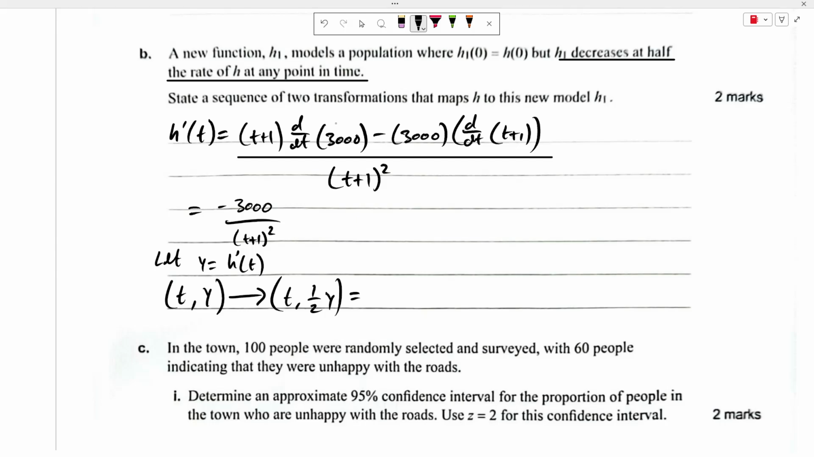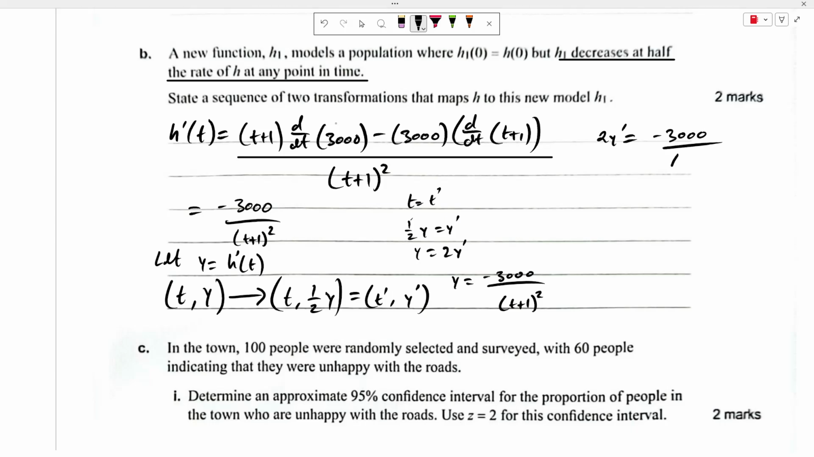This is going to be equal to t dash comma y dash. So we get t is equal to t dash and half y is equal to y dash. So y is equal to 2y dash. We had y equals h dash of t, so that would mean y is negative 3,000 over (t plus 1) squared. And y is going to be 2y dash, and t is just going to be t dash.